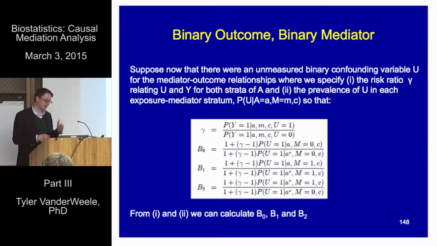We have quite a few sensitivity analysis parameters to specify now, but they look pretty similar in form to what we've already seen. The first parameter is what we saw before, the effect of U on the outcome, not through the mediator. That's our gamma parameter. Effect of U on the outcome on the risk ratio scale. Same thing we had before. We're going to assume that's constant over exposure mediator strata.